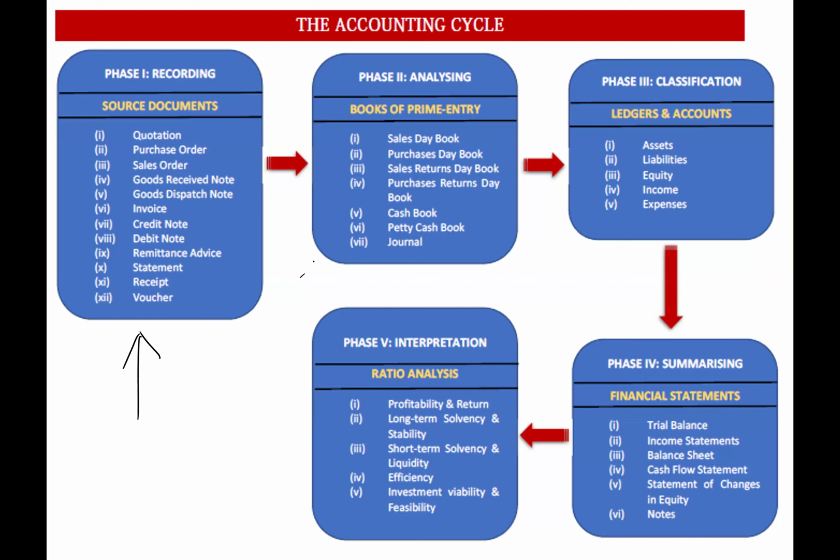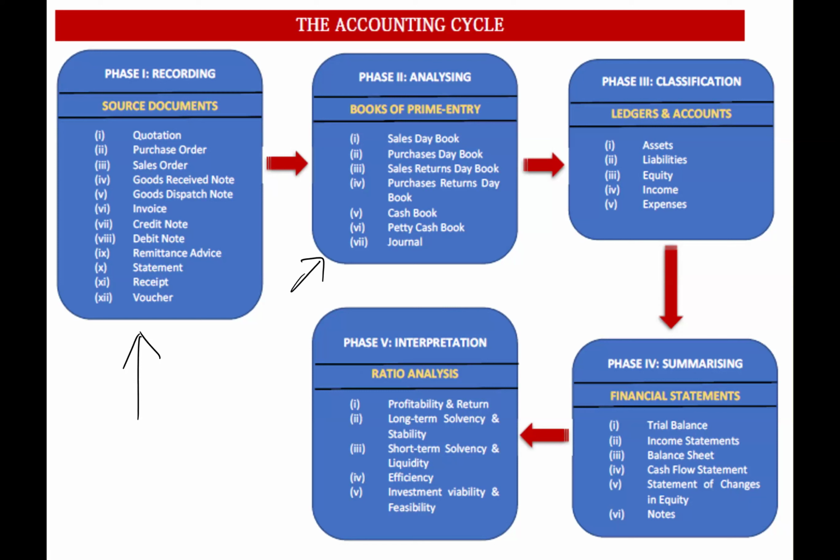Then we have phase number 2, where we do the analysis. And the analysis is done in books of prime entry, which include the sales day book, purchases day book, sales returns day book, purchases returns day book, cash book, petty cash book, and the journal. So those are the books of prime entry, where we do the analysis of transactions recorded in phase number 1.